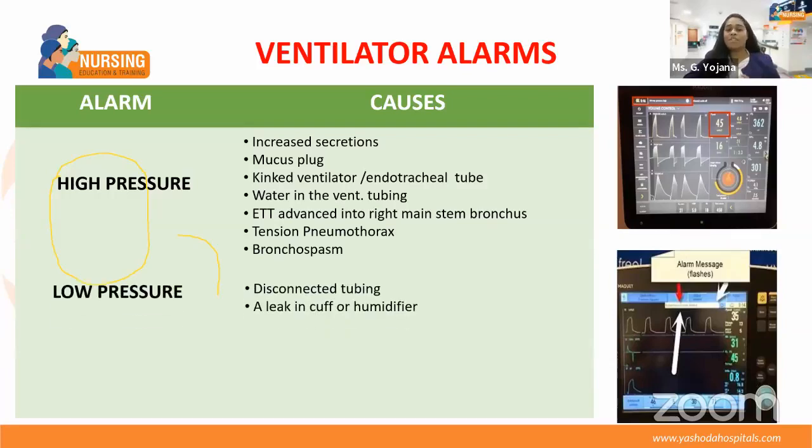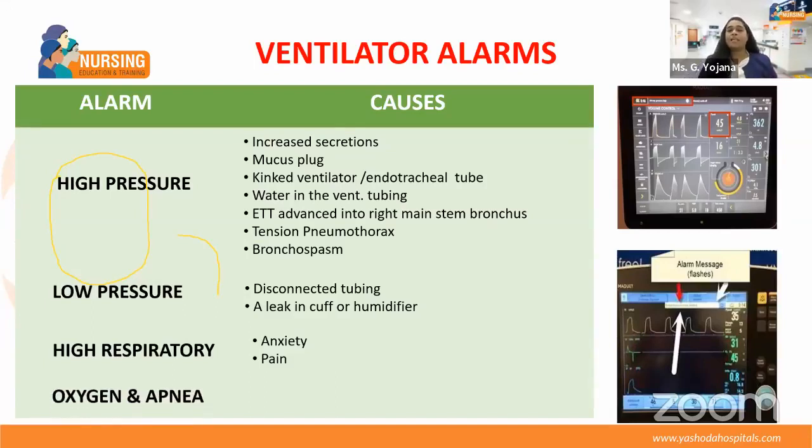The next is a low pressure alarm. This alarm will happen when there is a disconnection of the tubing or a leak in the cuff or humidifier. Next is a high respiratory rate alarm. This will happen when a patient is having anxiety or pain. Pain we can't see; when the patient is having pain inside, he has to tell you. When he is sedated, we can recognize it by the high pressure alarm and the anxiety. Fever and other causes can also trigger the high respiratory rate alarm.